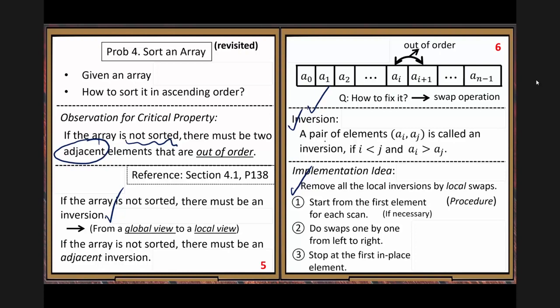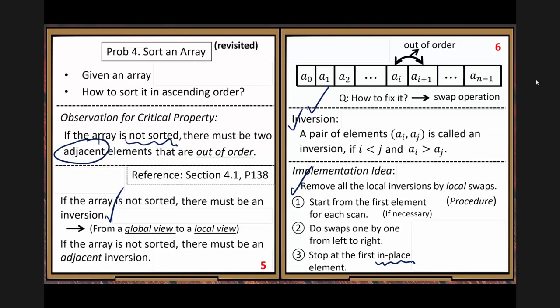Stop at the first in-place element. Here we use this in-place concept. I remember I mentioned it when we worked on selection sort: one element we put in place. We find the minimum, and that minimum is at its right place when the whole array is sorted, so we call it in place. We use that terminology. Here it's the same concept: an in-place element.